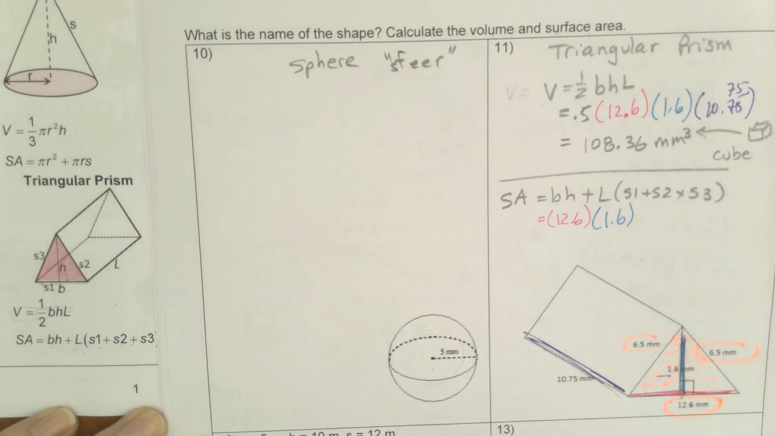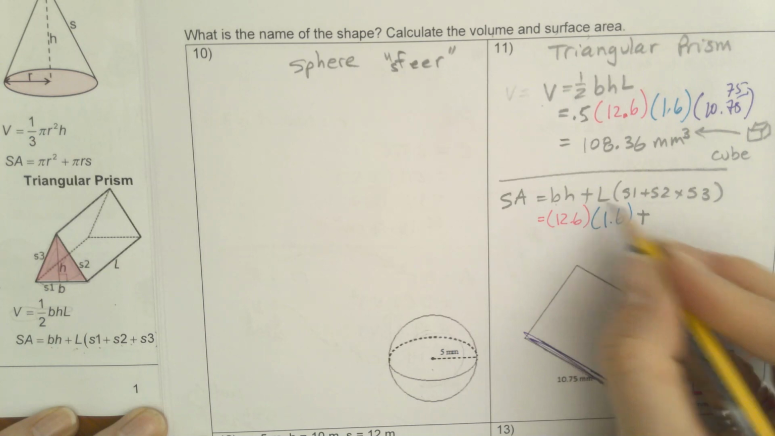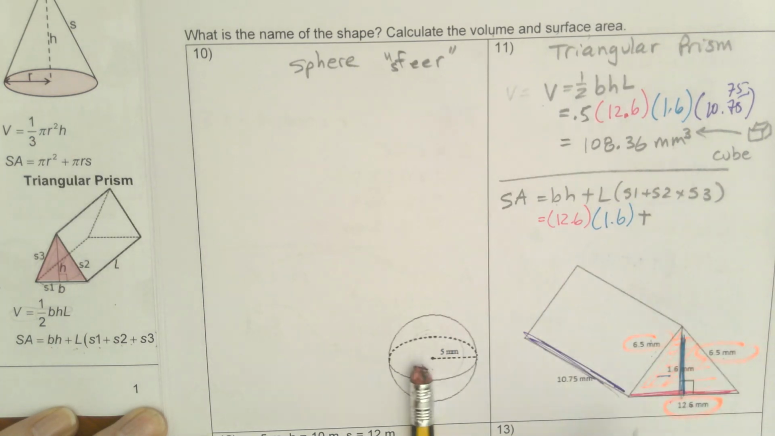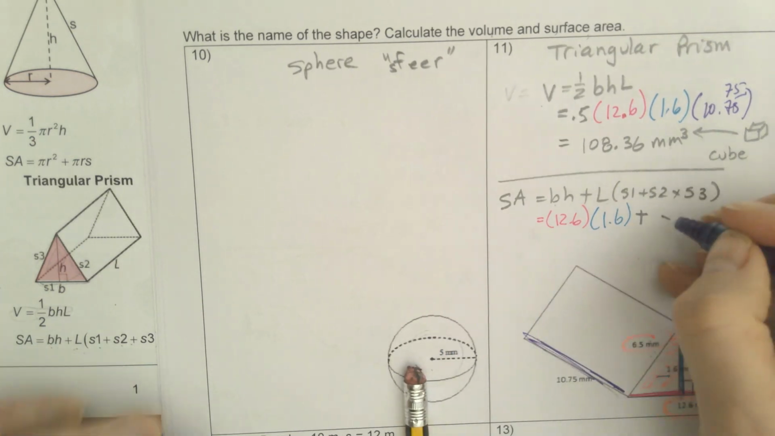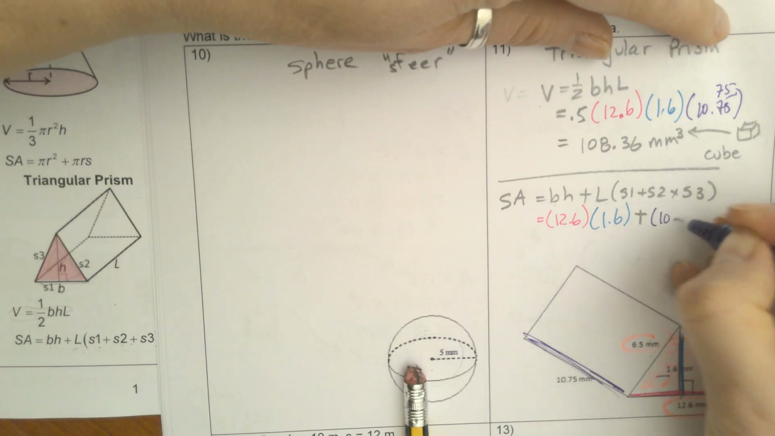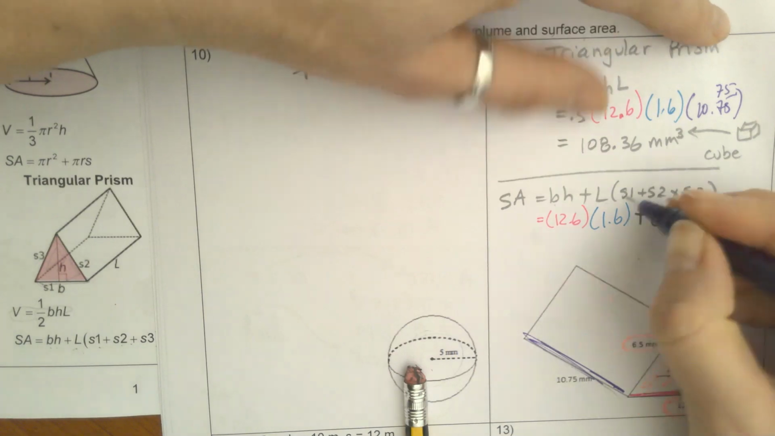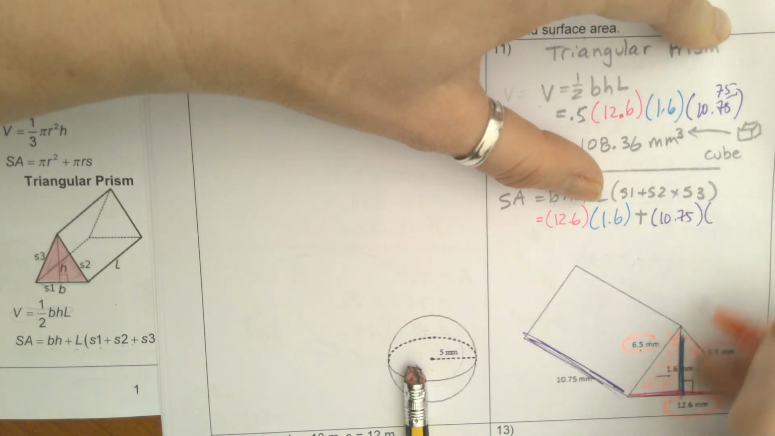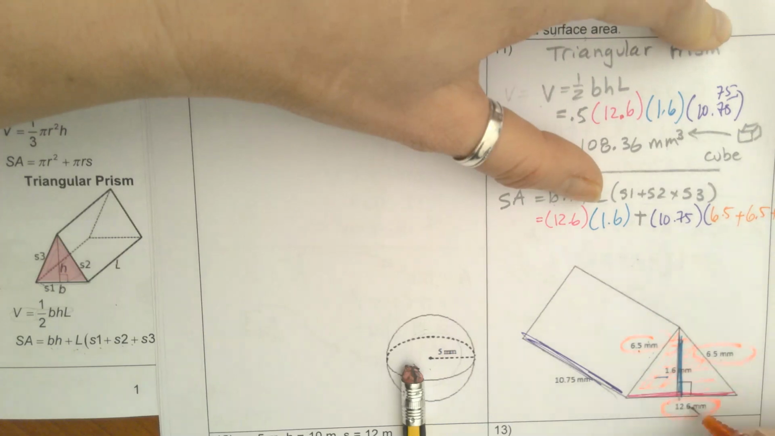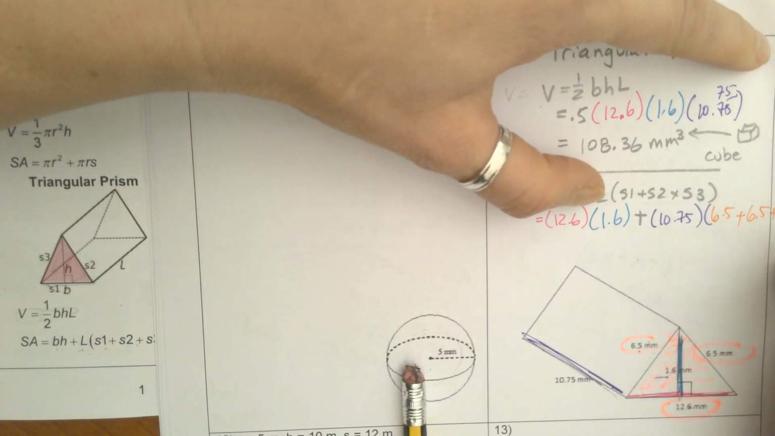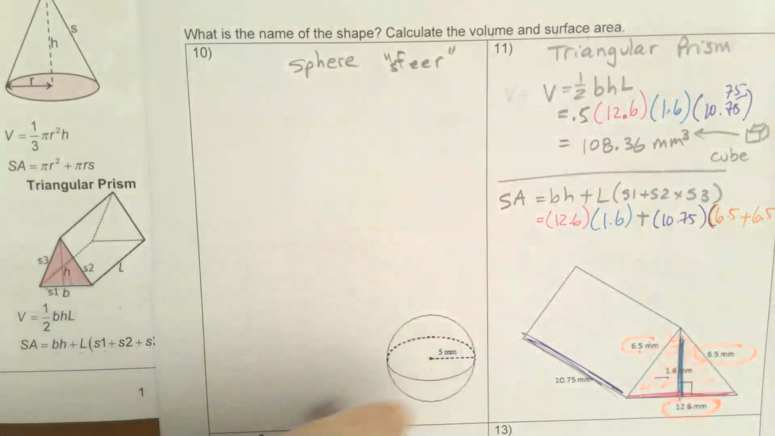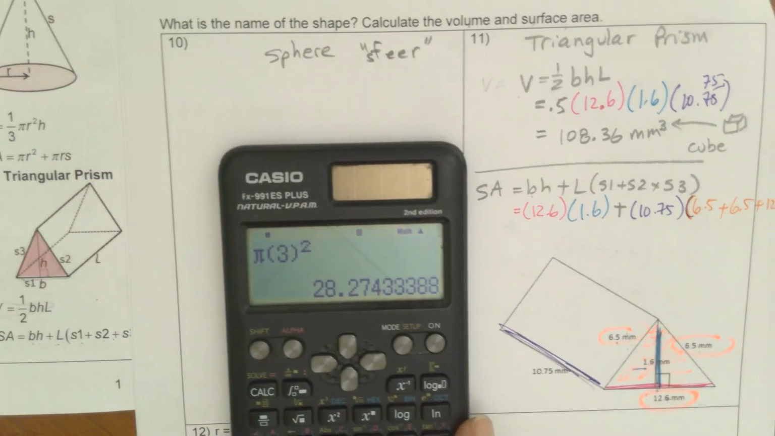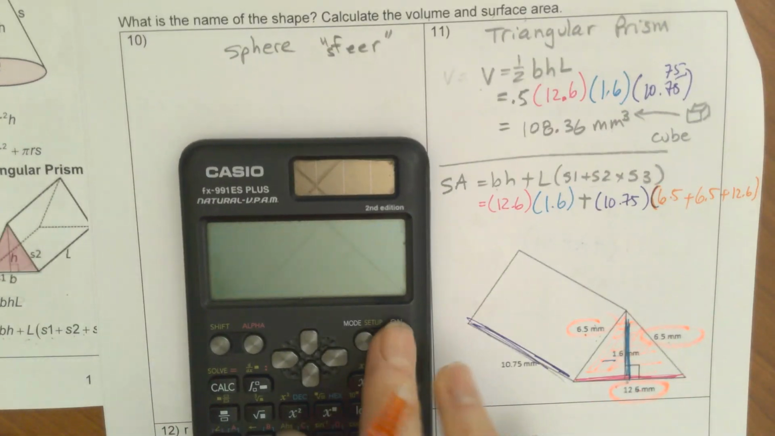Now we have to use a plus. Be careful. Plus big L. Big L is the length of the prism times all the sides. We have to add the sides together. So side 1 is 6.5 plus 6.5 plus 12.6. Okay? So let's put that in the calculator. Oops. So you can see it.